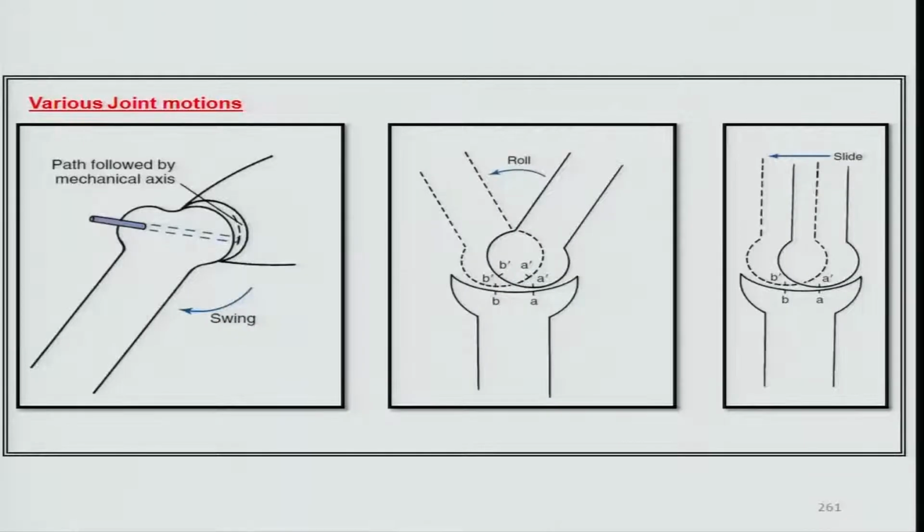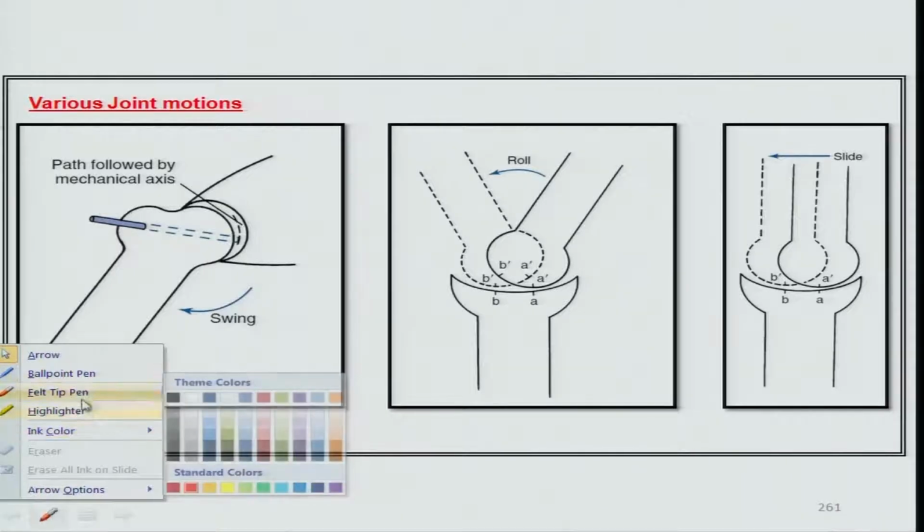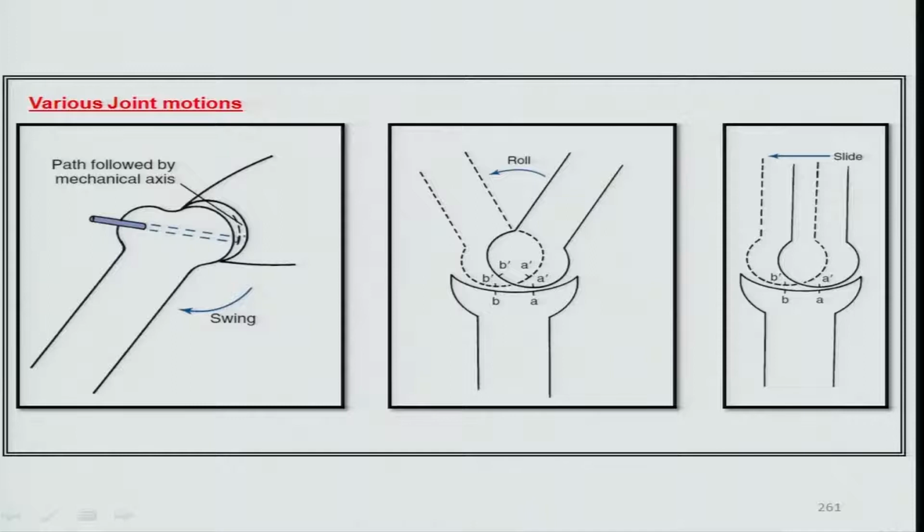So, we were talking about the various joint motions, and in relation to that we discussed the various motions of a human joint, particularly a knee joint or an elbow joint. As you can see here in this schematic, the motion of one joint in terms of a swing with respect to the other joint is typically about an axis, the mechanical axis, and the path is followed by a rotation about this axis.